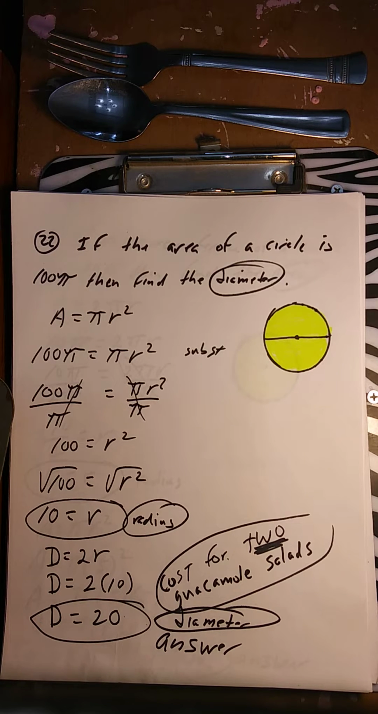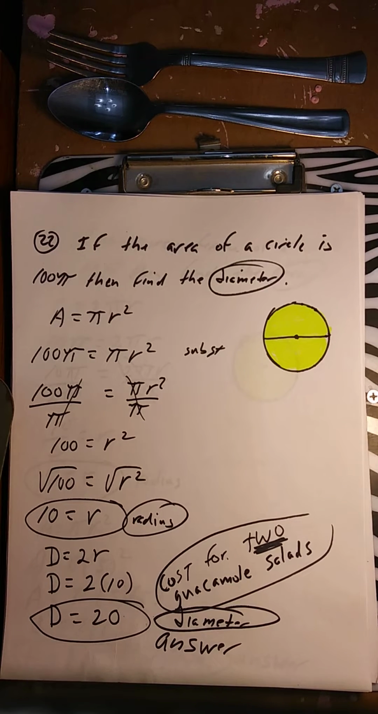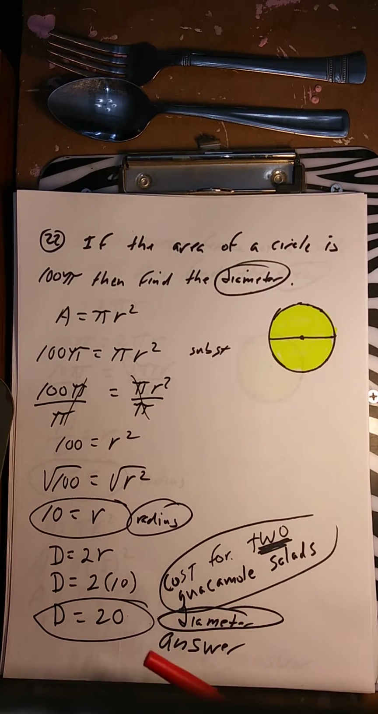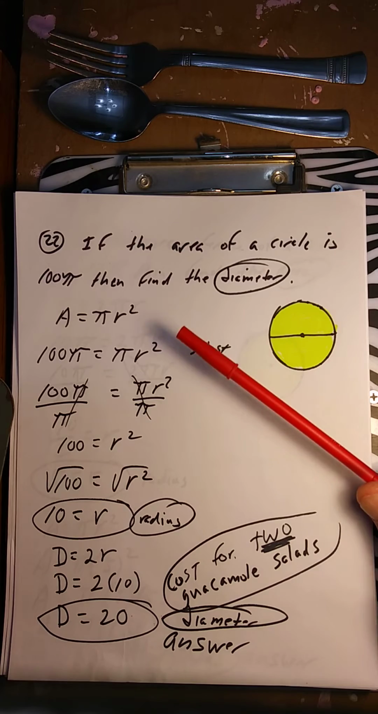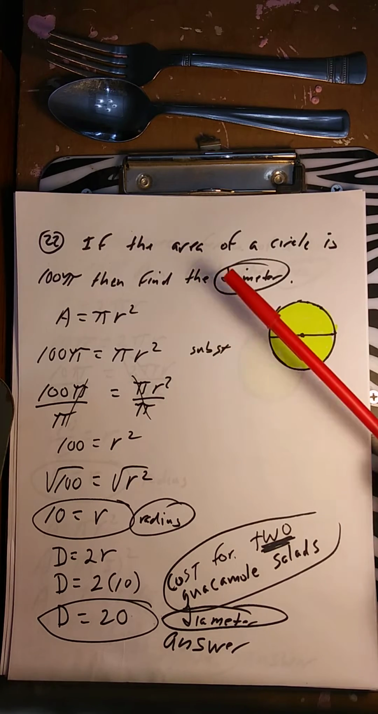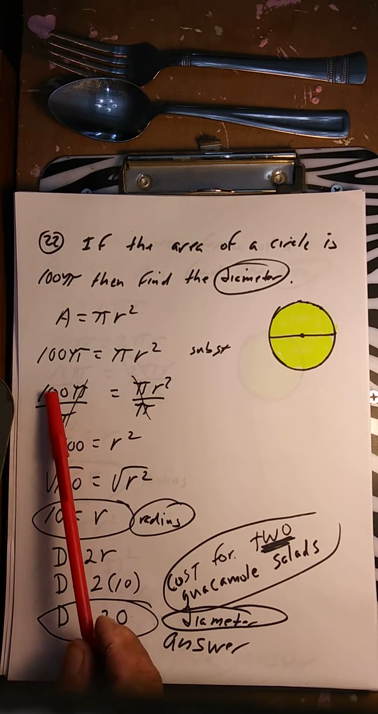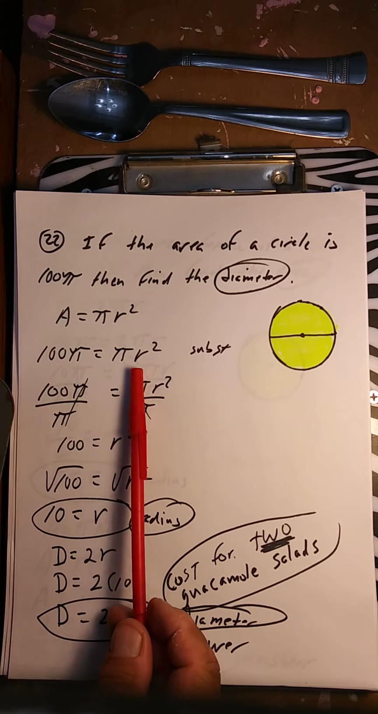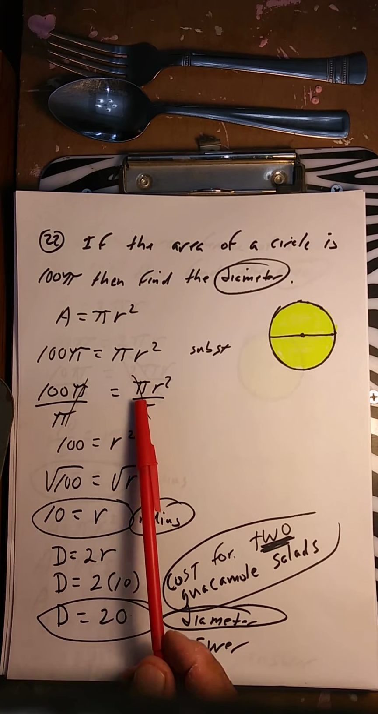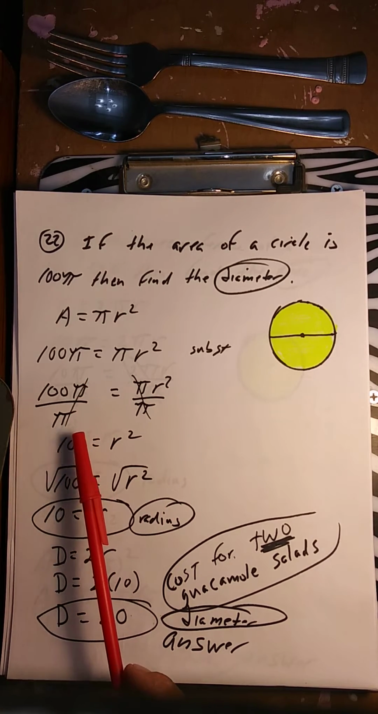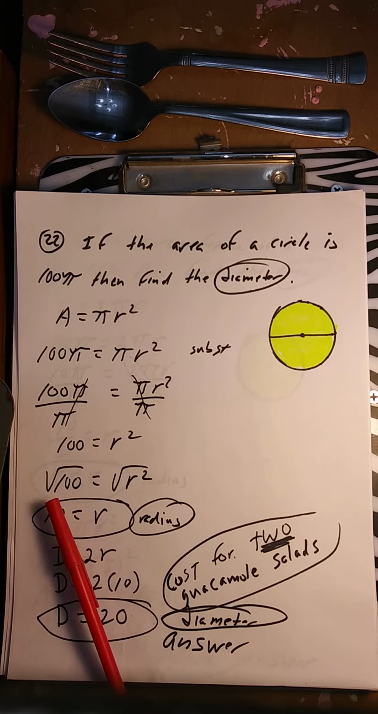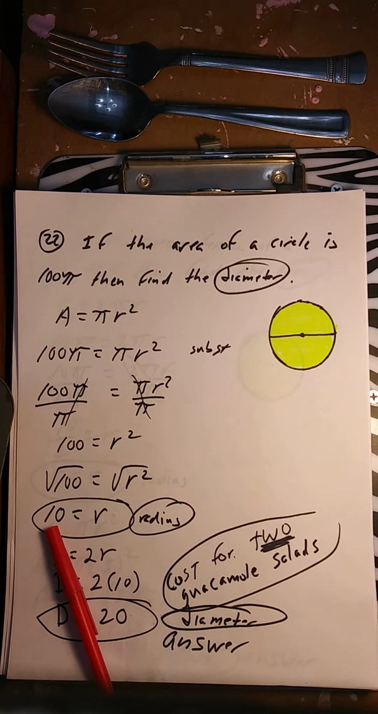If the area of a circle is 100 pi, find the diameter. So we know the area, but we need to find the diameter. So I know that A equals pi r squared. That's the area of a circle. So let's put it in there. We know that 100 pi equals the area, equals pi r squared. This formula. Now, divide by pi. So 100 equals r squared.